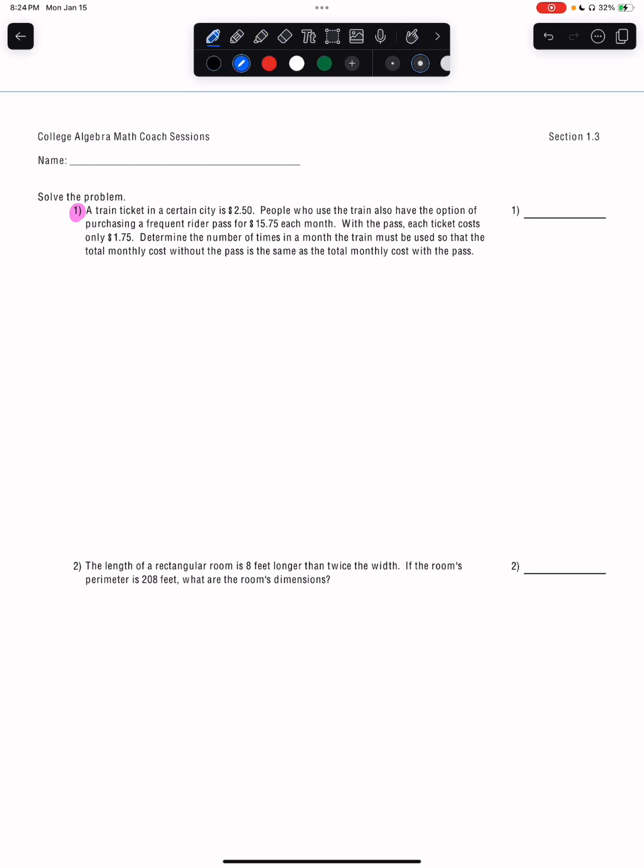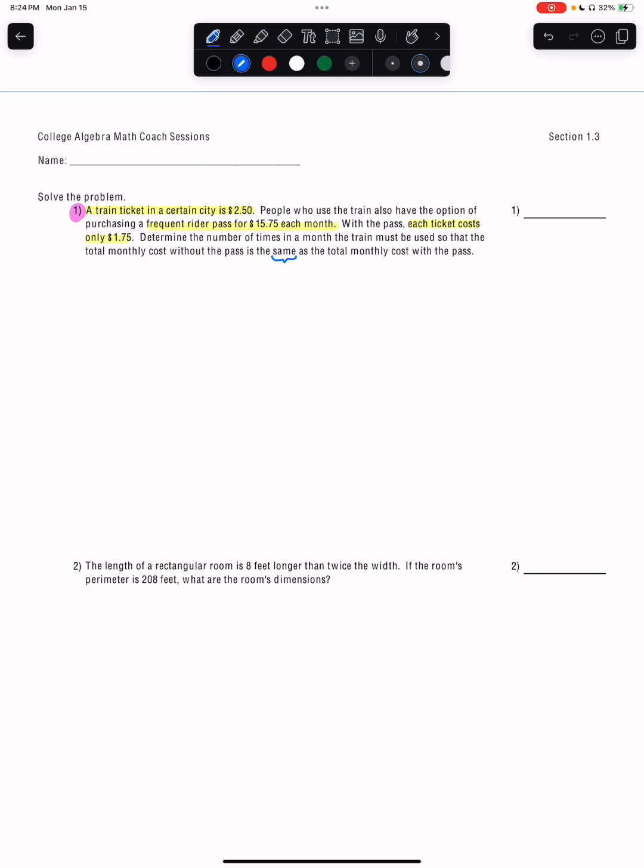Okay, so when we see this, it's good to sort of digest information. See the same, I'm thinking like an equal. They're equal to each other. It's going to be good to highlight the cost. So this costs that much. We have the frequent rider pass is that much a month. So that's just that flat cost that month. And here's another, each ticket cost.